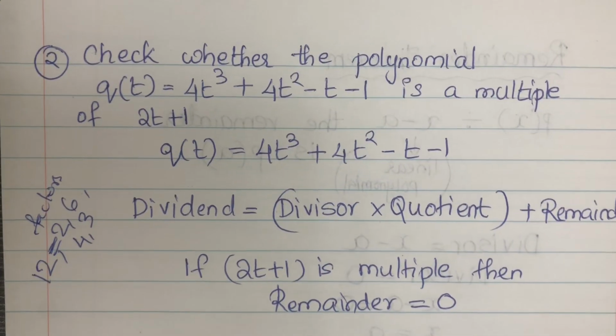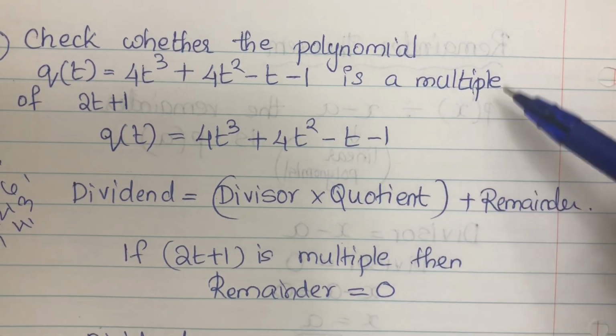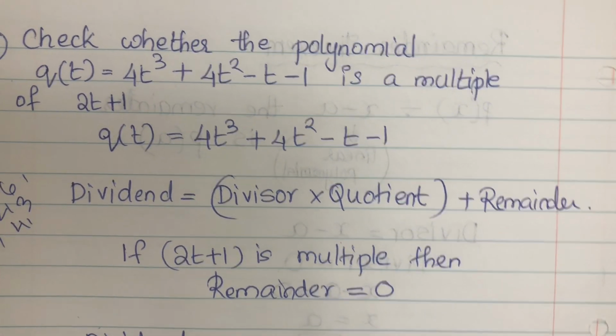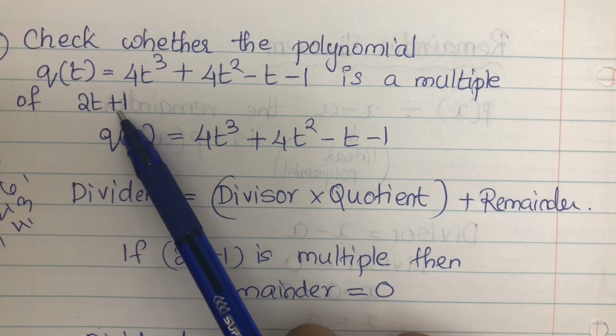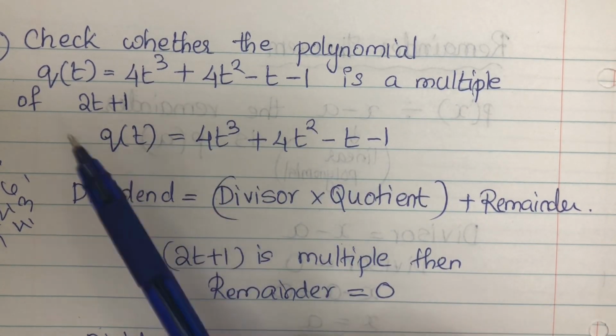So you understood, no? These kind of questions. Whenever the term multiple or factors comes, then when a number is a multiple of another number, or when a number is a factor of another number, whenever the remainder is 0, this occurs, right? So here using the remainder theorem, you have to check whether the remainder you got is 0. Then 2t plus 1 will be a factor of q of t, or q of t will be a multiple of 2t plus 1.